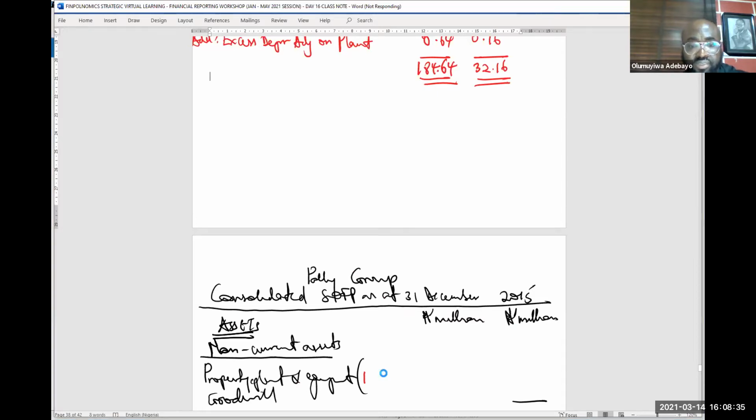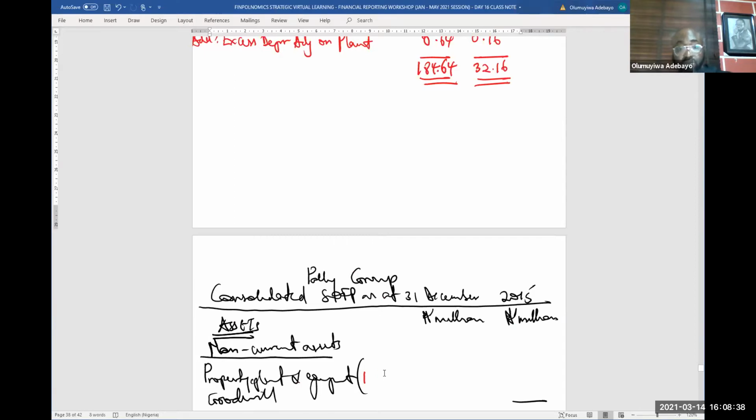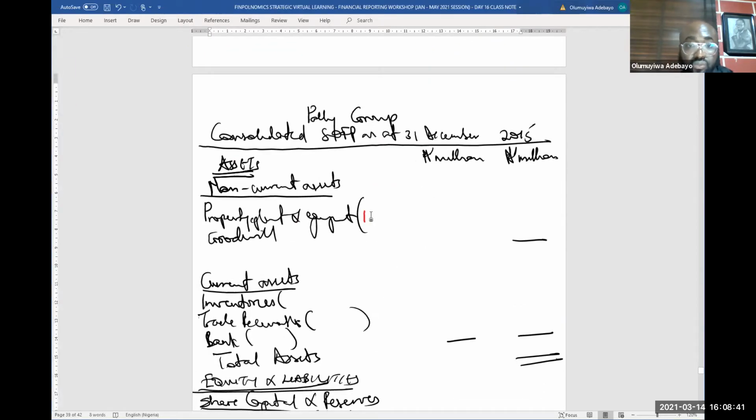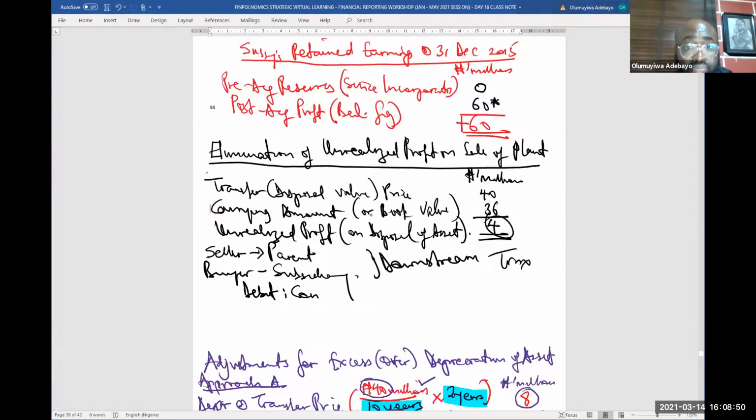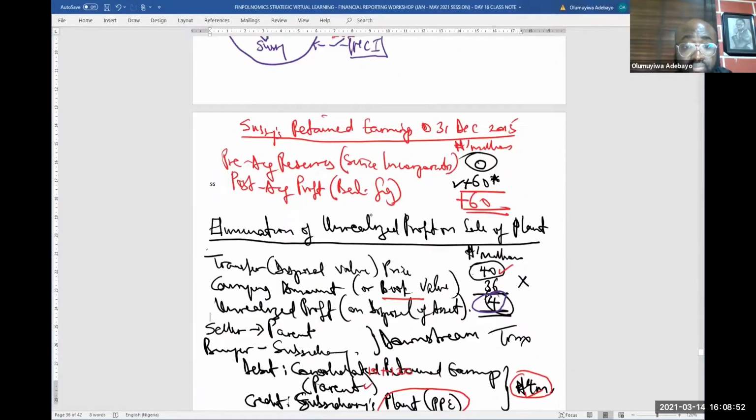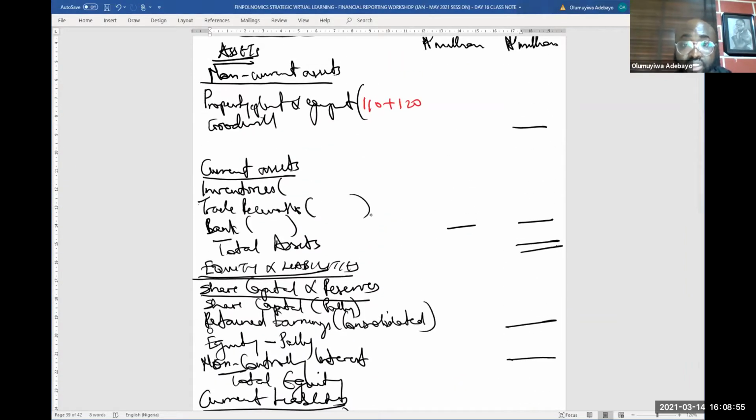I thought I've written this before. This is 110 and 120. I guess I was correct. 110 and 120, yeah. Minus 4 plus 0.8. $110 plus 120 minus 4 plus 0.8. That is 226.8. What is our goodwill?